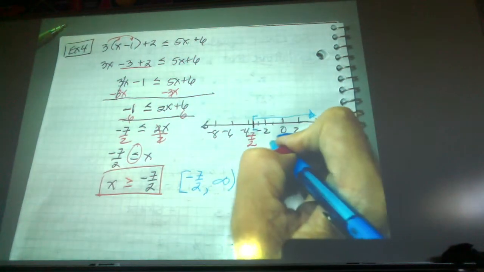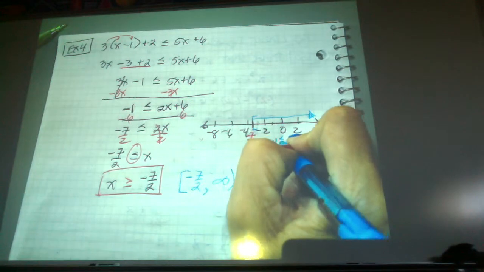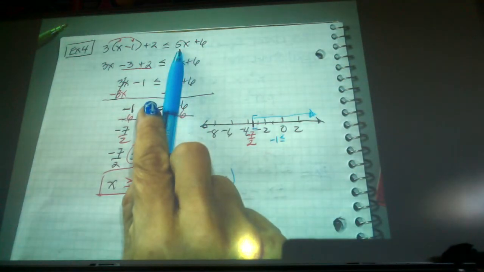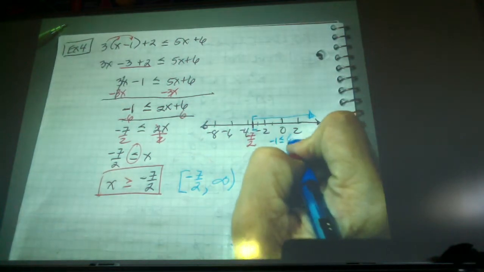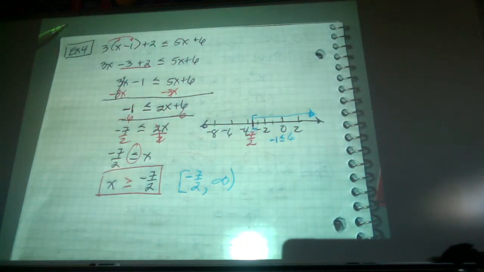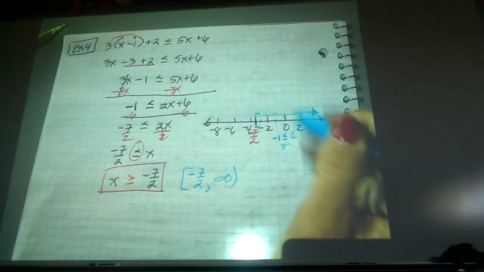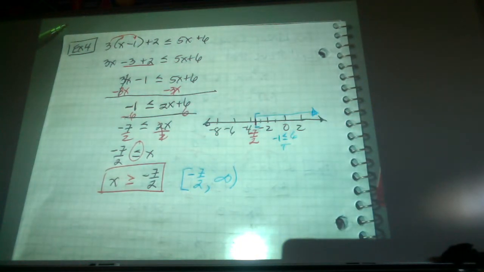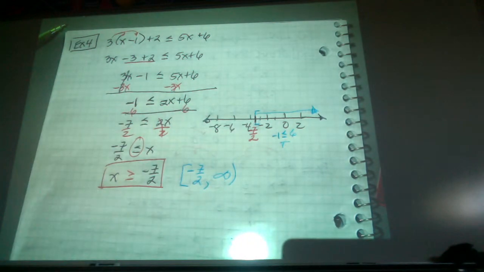So at 0, I would have a negative 1, less than or equal to, put 0 in here, we get 0 plus 6. So is negative 1 less than or equal to 6 true or false? That is true. So it seems like I put my line in the correct direction. Now we could also choose something over here and check it to make sure that comes out to be false. You always want to do some checks.